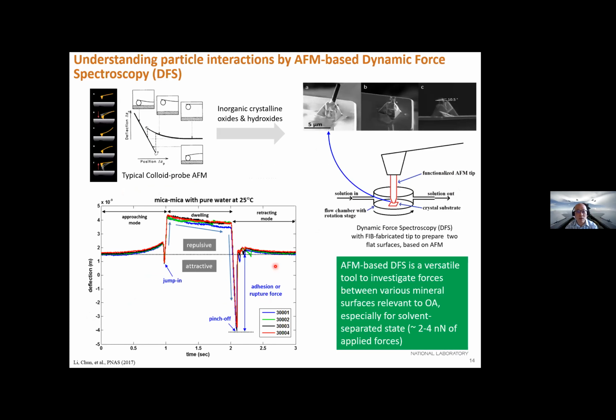Another thing is that we collaborated with experimentalists using AFM-based dynamic force spectroscopy. This is like a colloidal probe AFM, but the difference is that rather than putting the colloid here, we attach the mineral surface, in this case mica, and the substrate is also mica. With this configuration we can measure the adhesion or rupture force between two mica surfaces. First is the jump in, and then we measure the force during the pinch-off process. Measuring the adhesion between two mica surfaces gives us some idea about how this microscopic detail matters.